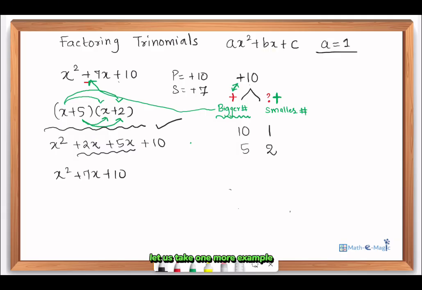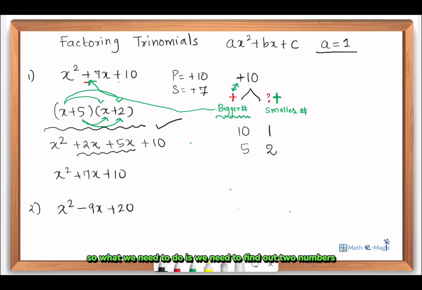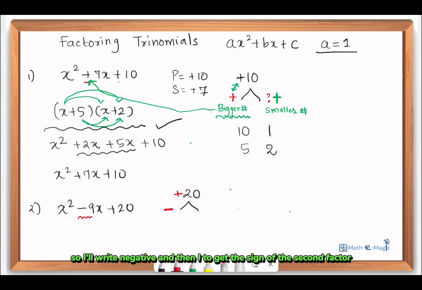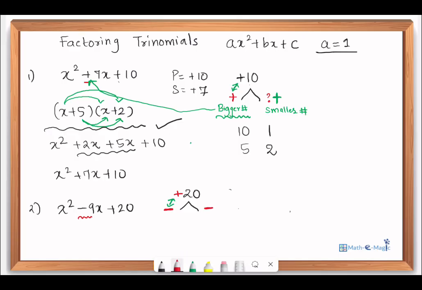Let us take one more example. Say x squared minus 9x plus 20. So what we need to do is find two numbers whose product is 20. Now signs are important, so let us give the signs here. This is plus 20. This middle term is negative, so I'll write negative, and then to get the sign of the second factor, we multiply these two signs. So positive into negative gives me negative. So this sign will be negative.